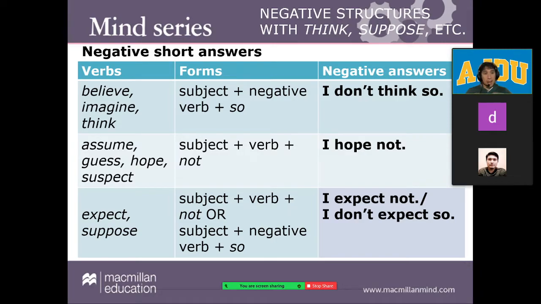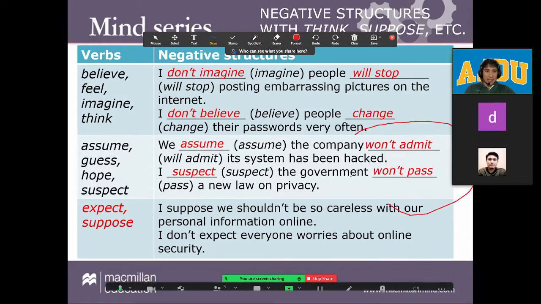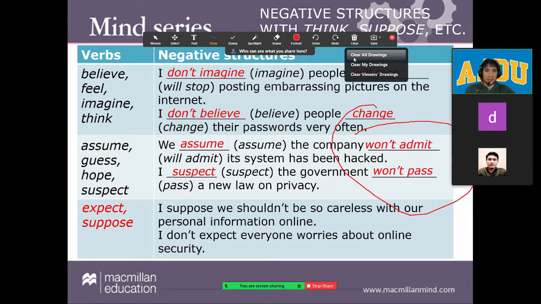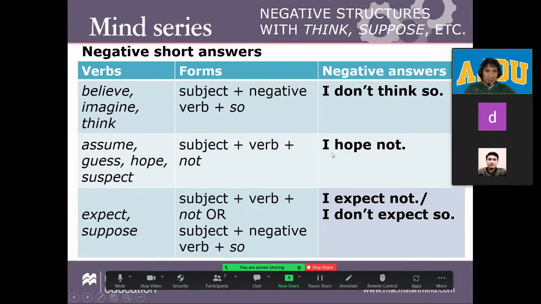But when you have assume, guess, hope, and suspect, you don't do that. You say, I hope not, I guess not, I suspect not, I assume not. You don't say, I don't assume. Because remember, in the previous part, I said that we use the negative in the second part. So it is impossible for me to say, I don't guess so, right? So the only way that we have is saying, I hope not. Not is the negative part.